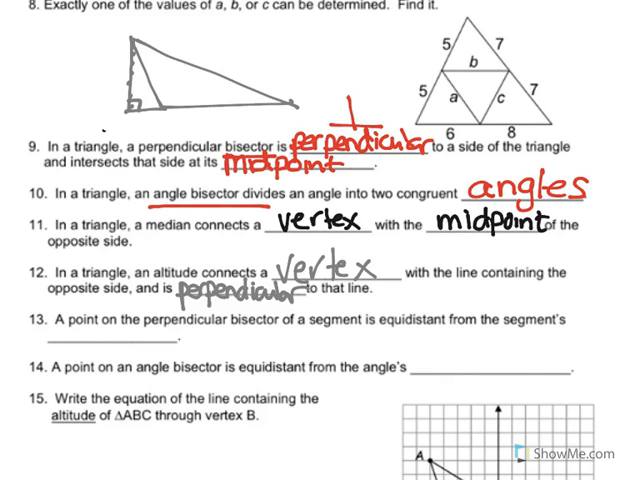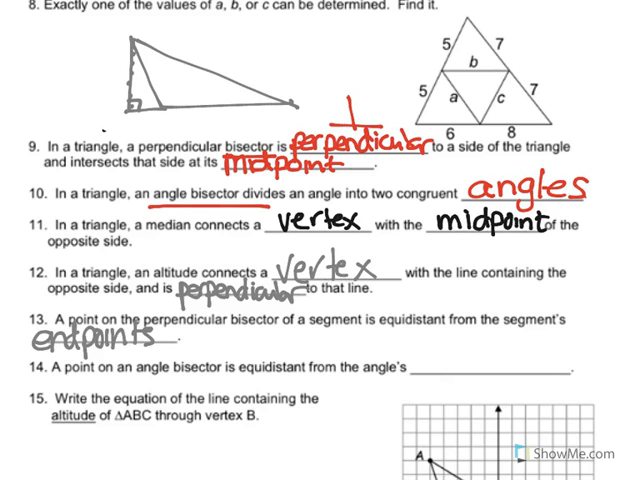A point on the perpendicular bisector of a segment is equidistant from the segment what? Let's see here. It would be to the end points of that segment.